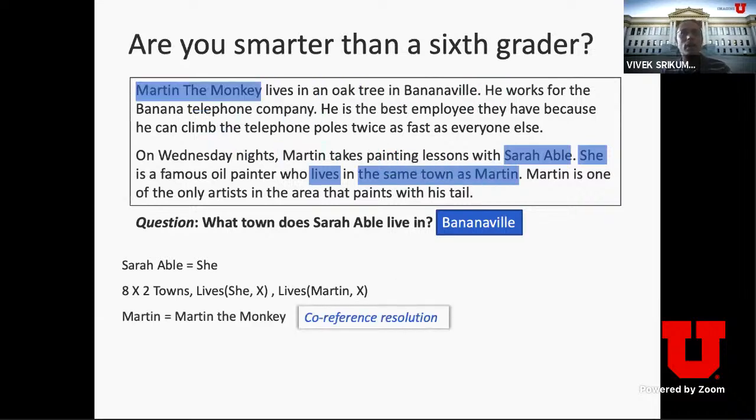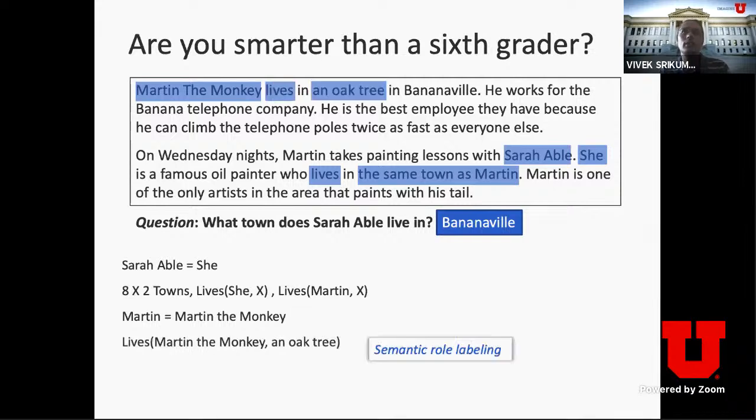After that, we somehow have to agree that Martin is the same as Martin the monkey. It's not some other Martin. And again, it's co-reference resolution. We have two strings and we want to know, do these things refer to the same real world entity? Once we do that, it's easy. We look at the grammar of that sentence. Martin the monkey lives in an oak tree. The oak tree is located in Bananaville.